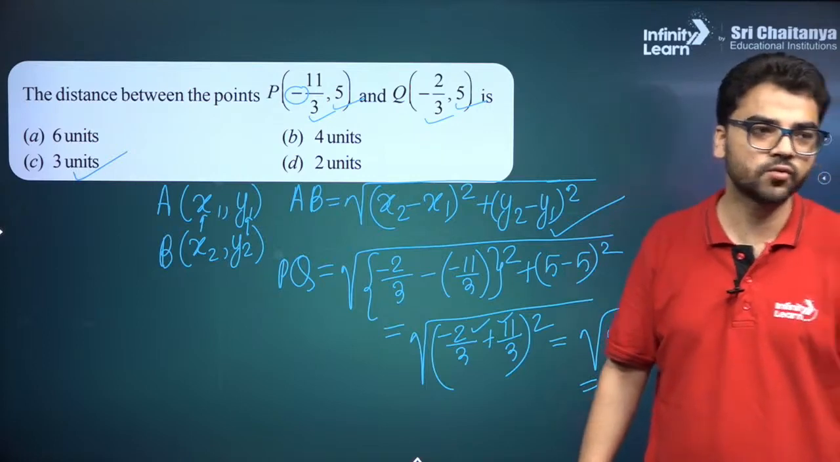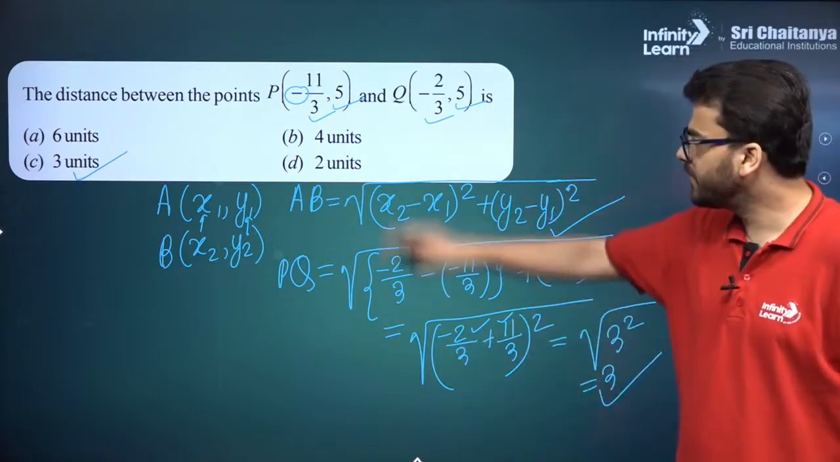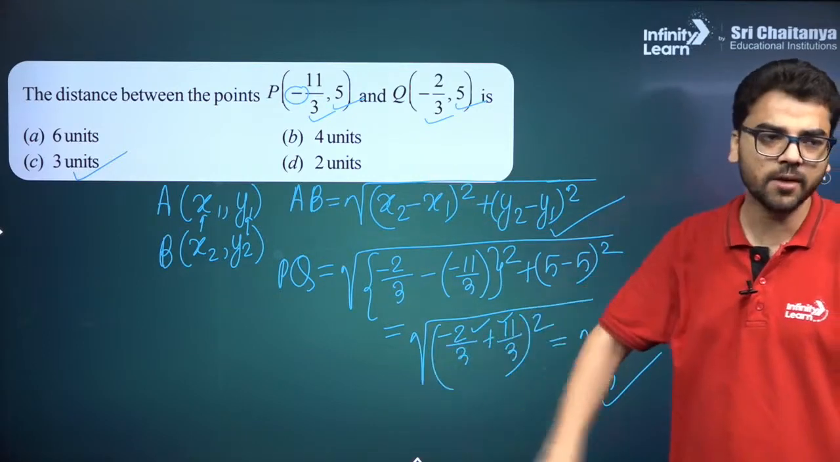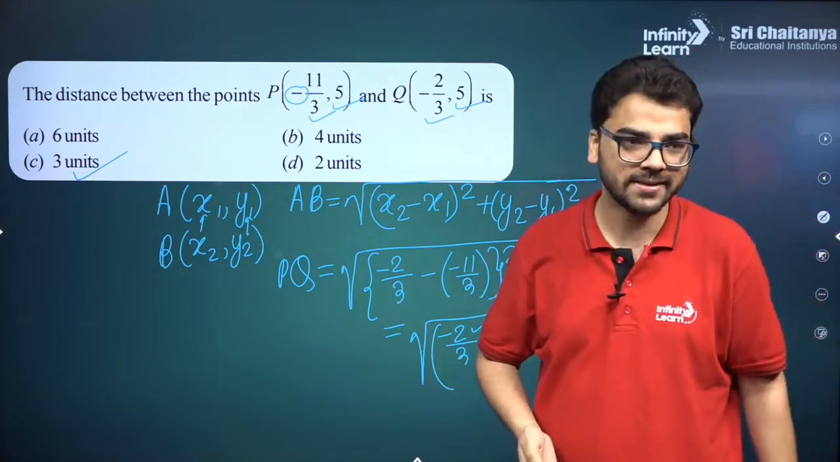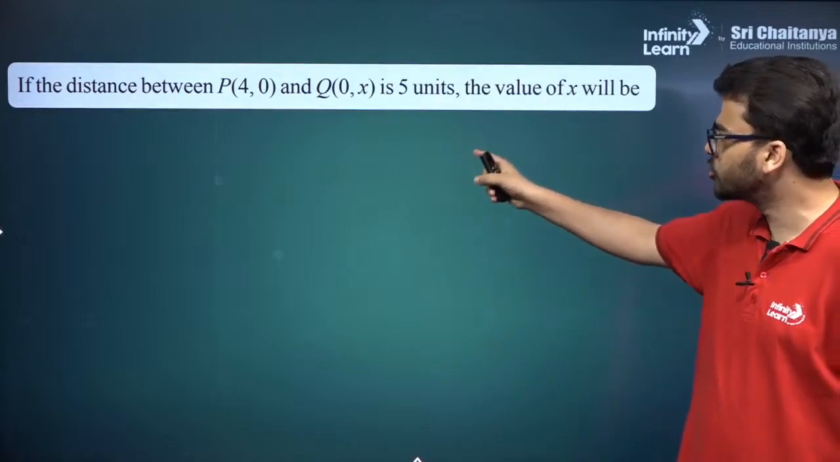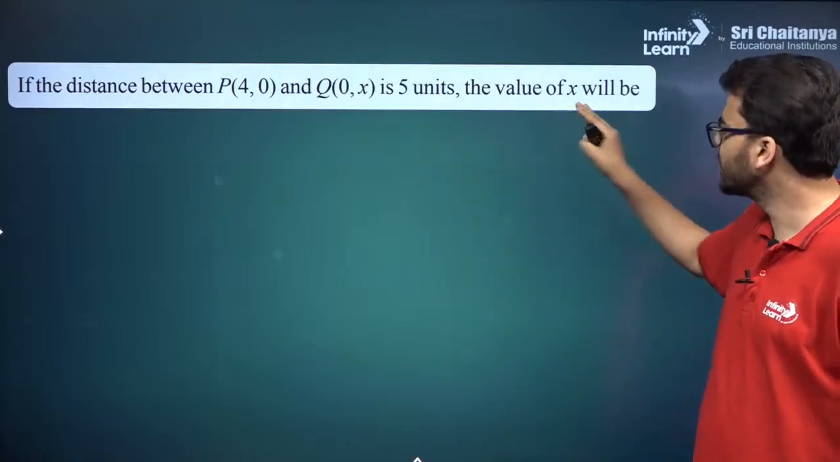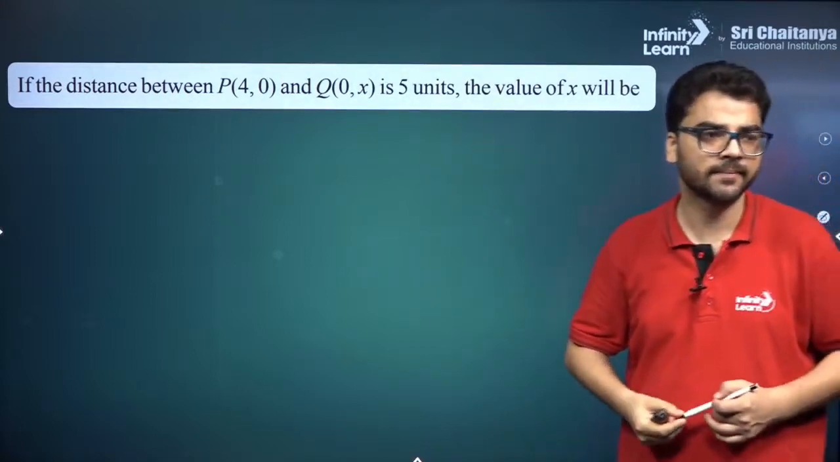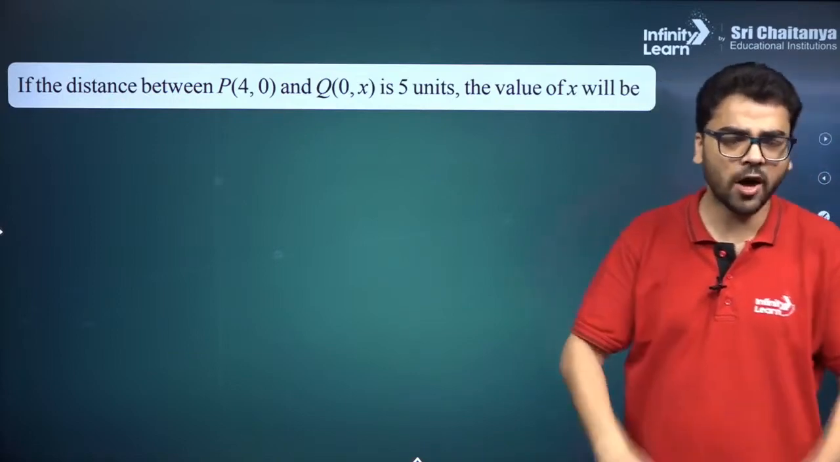Is this clear to every student? Yes. So the distance between these 2 points using the distance formula is coming out to be 3 units. Okay. So can you do one more question? If the distance between these 2 points is 5 units, can you find the value of x? Yeah, it's a direct formula based question.